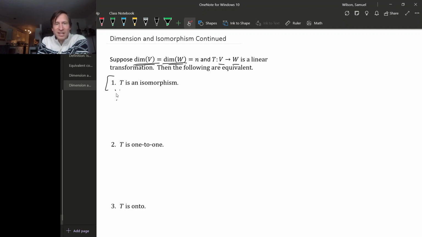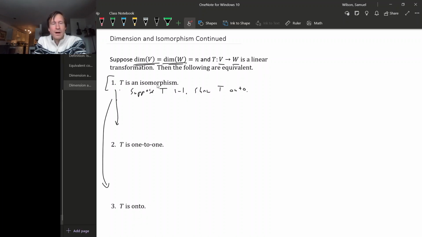So the implication that 1 implies 2 and 1 implies 3, that's obvious. We've already proved those. So let's prove the reverse implication. So let's suppose T is 1-to-1. We'll prove that it's onto. We want to show T is onto. Let's take a basis for V. So we know there are going to be n vectors in this basis, a basis for capital V. And then as usual, let's name the output of the linear transformation on all the V's. Let's name those W.